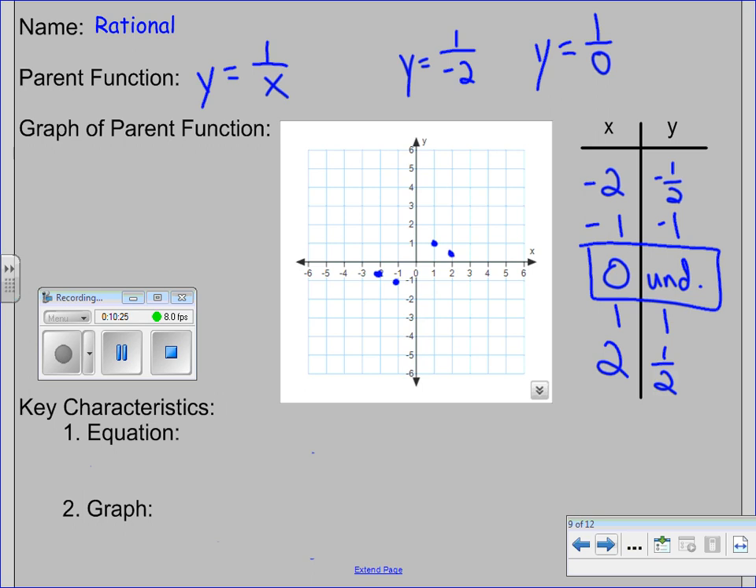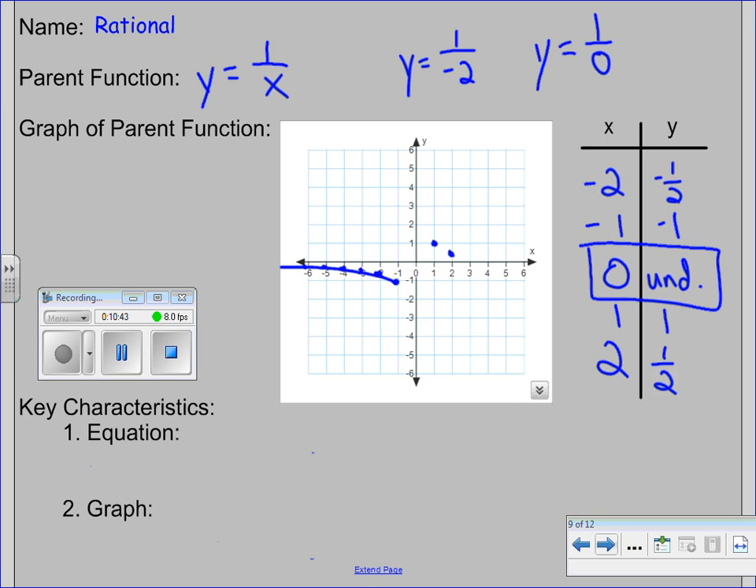Now, it would probably help you to get a few more points, because right now you're like, what is that going to look like? So if I plug in -3, well, 1 over -3 is -1/3. -4 gives -1/4, -5 gives -1/5, -6 gives -1/6. You'll notice that we're getting closer and closer to the x-axis.